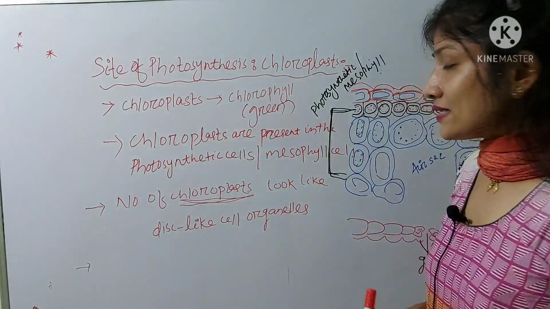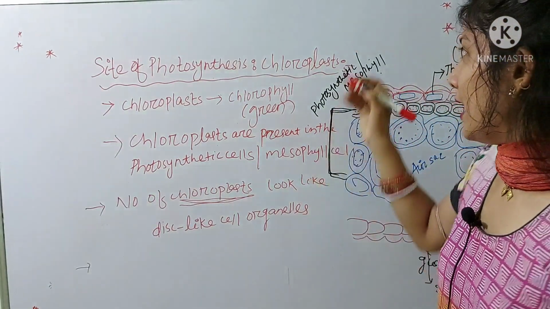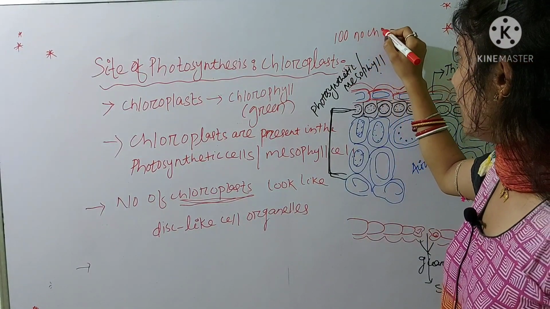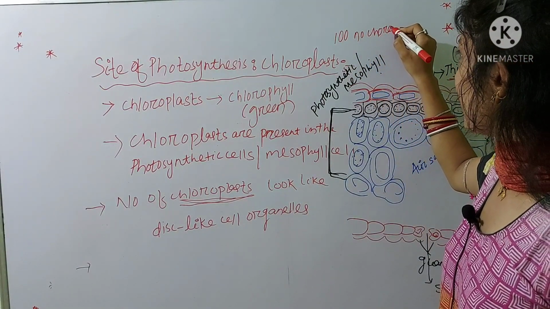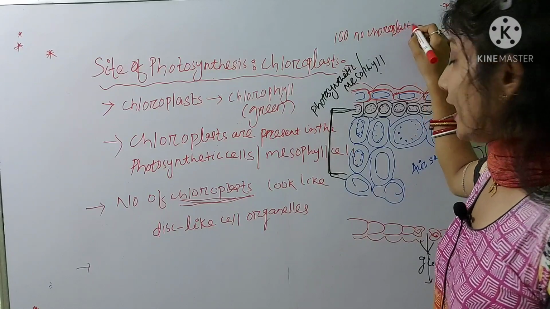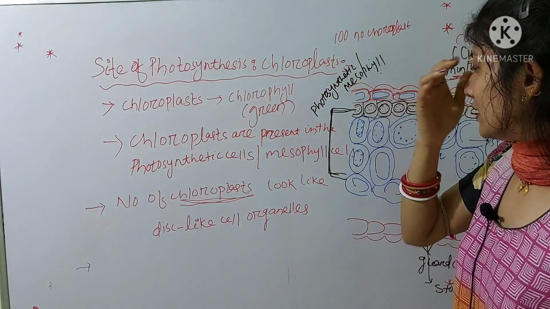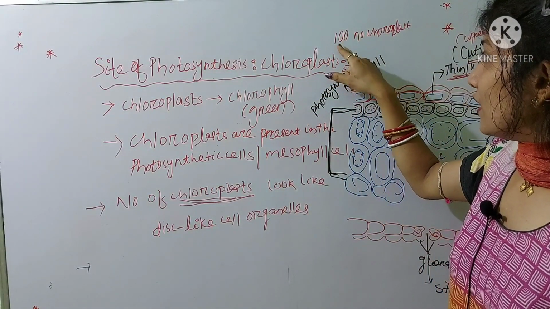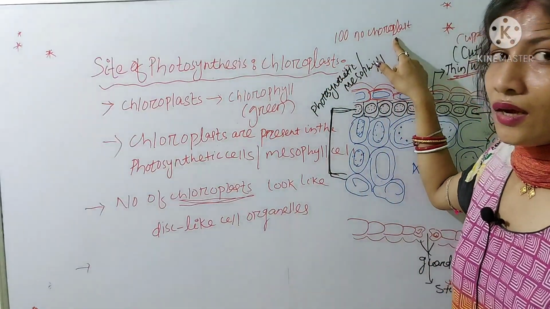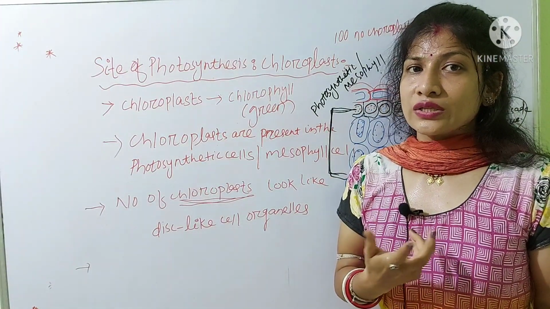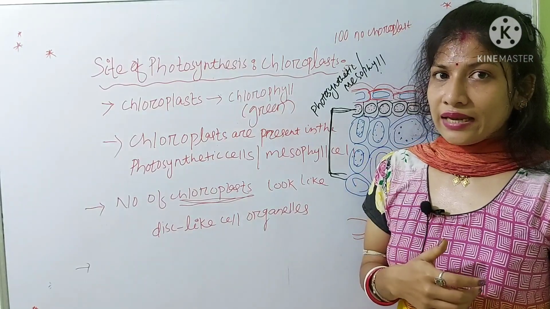In a single photosynthetic cell, there may be 100 chloroplasts or more than 100 chloroplasts. In a single photosynthetic cell, we can observe 100 chloroplasts, and in the whole leaf, many thousands of photosynthetic cells can be seen.